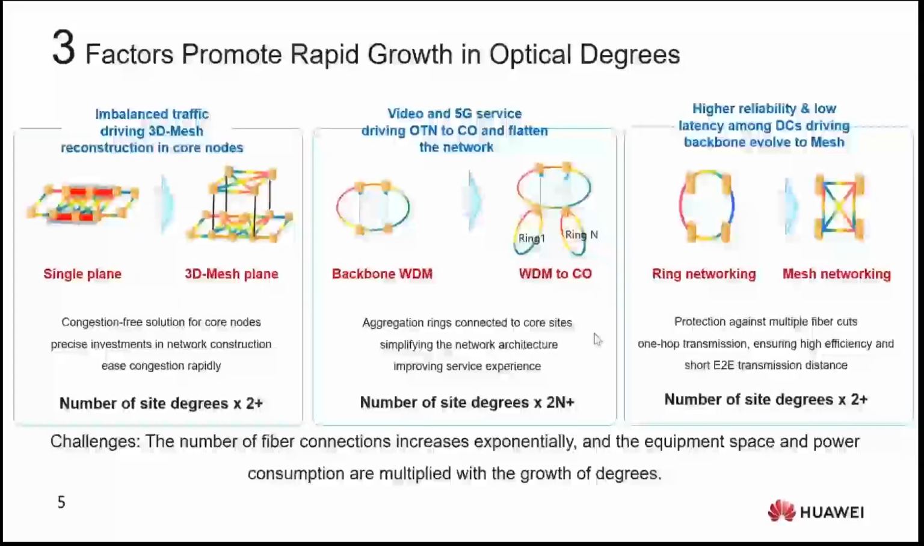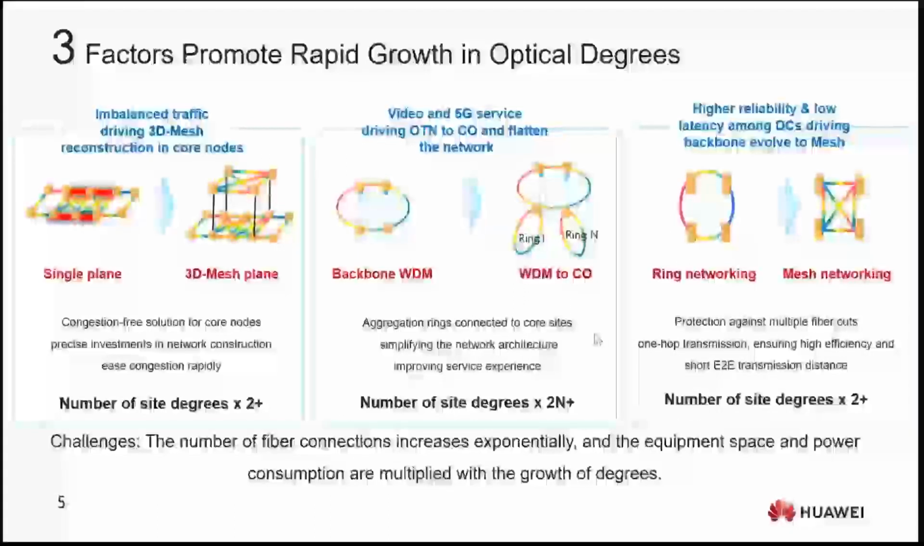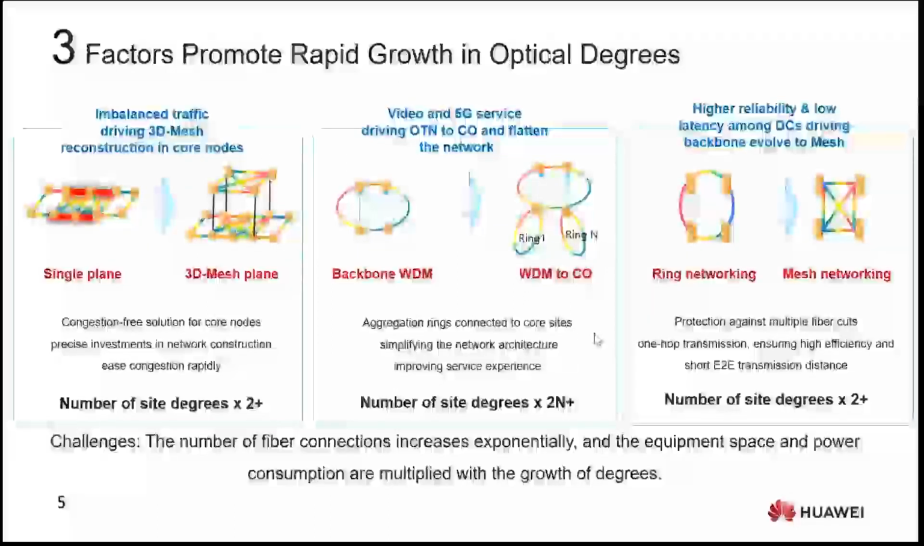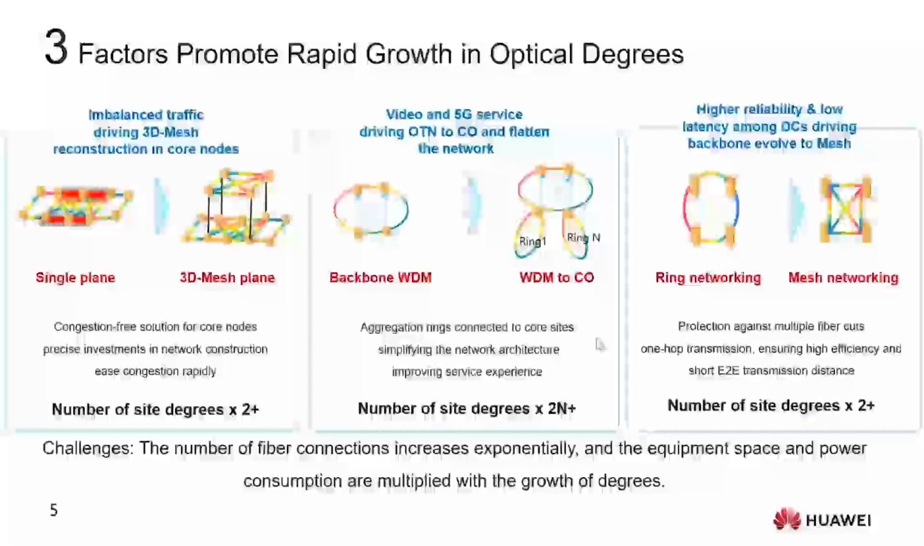And third, data center connection requires high reliability and low latency connection, and also drives the whole network to become a full mesh network. So this also drives the node degree to increase dramatically. All these matters have driven the degree of the core nodes to increase dramatically.